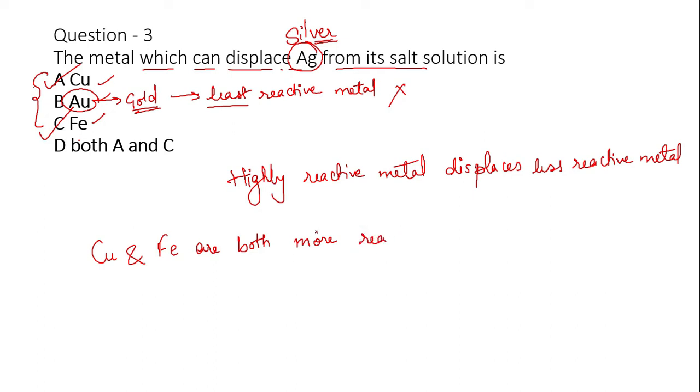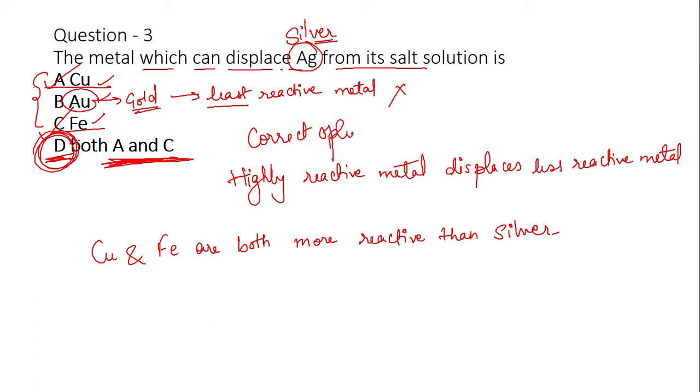So I can say copper and iron are both more reactive than silver. Hence, since they are both, the correct option will be option D, because A and C both are correct, right? So you cannot tick three options, you can only tick D. Why? Because both Cu and Fe can displace Ag. Clear? So you will write the correct option as D. I hope this is very, very clear to you, right?